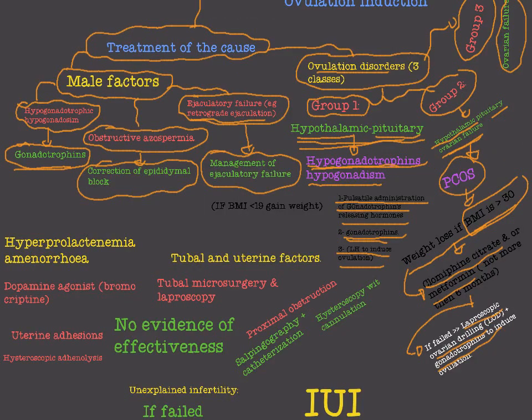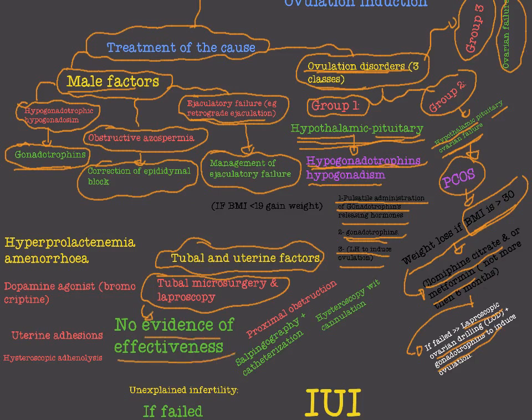So we talked about treatment of the cause if it was male factor and if it was ovulatory disorders. What if it was tubal and uterine factors? What if the problem is with the tubes? One of the things that we can do is tubal microsurgery and laparoscopy, but until now there is no evidence of the effectiveness of tubal microsurgery. If we have a proximal obstruction of the tubes, then we have two choices.